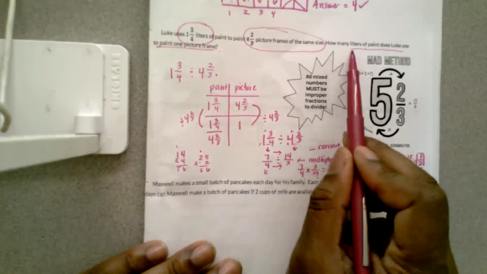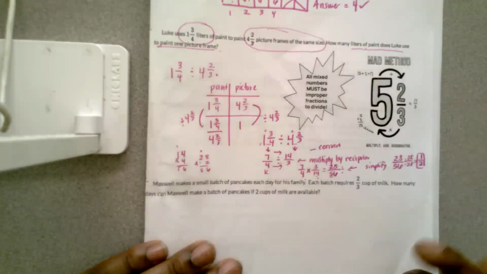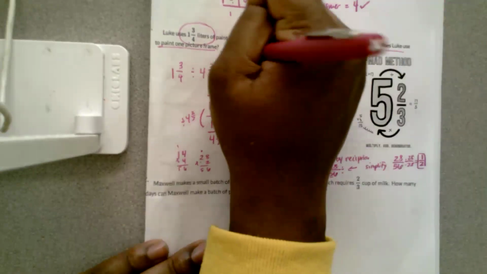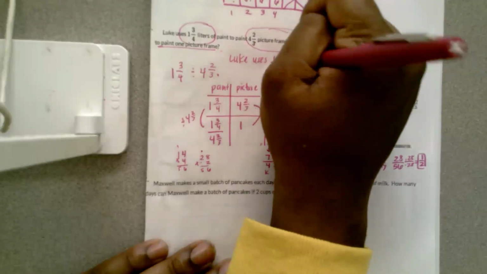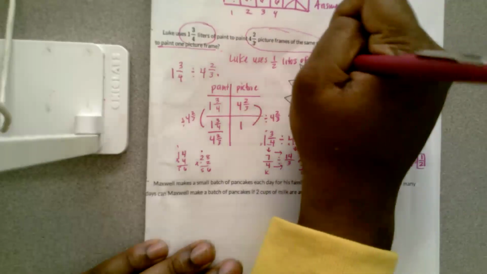So how many liters of paint does Luke use for one thing? Luke uses 1/2 liters of paint.